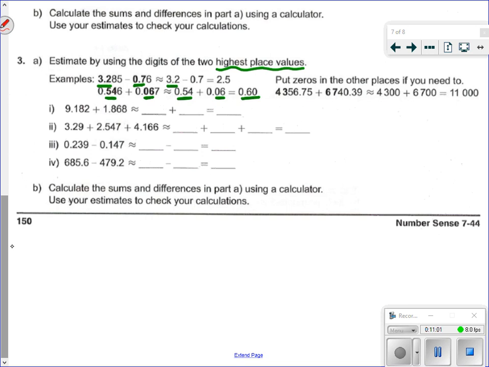The two highest place values in this number would be your tenths and your ones, right? So that would be 9.1 plus, in this case, again, it's tenths and ones, 1.8. And when we're adding our tenths, we've got 8 tenths plus 1 tenth, that's 9 tenths. And in the ones place, I've got 9 ones plus 1, that's 10. So 10.9.